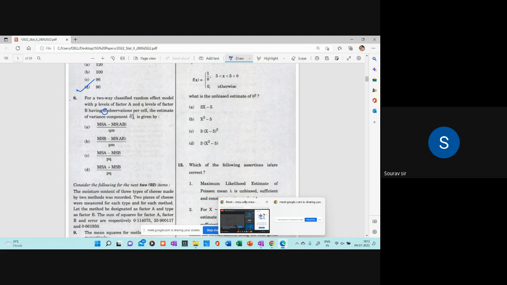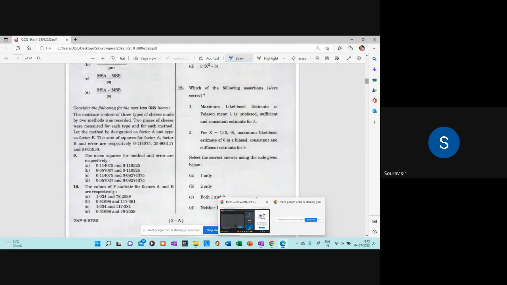So basically sigma A hat is going to give me (MSA minus MSAB) by QM. The calculation is there. I am not going into the calculation right now. If we have time at the end of the class, we will proceed with the calculation.